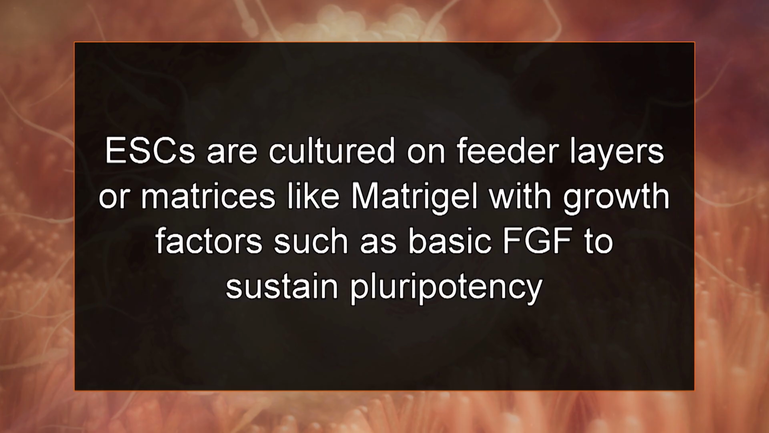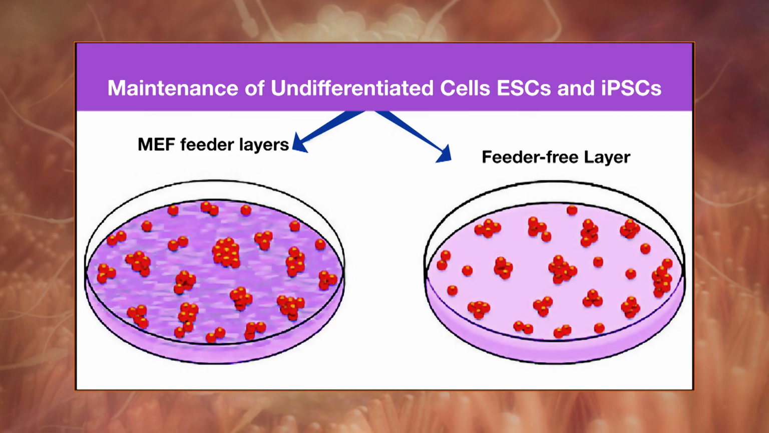Embryonic stem cells are cultured on feeder layers or matrices like Matrigel with growth factors such as basic FGF to sustain pluripotency. Differentiation is directed by specific cues such as retinoic acid for neural induction. Modern protocols employ feeder-free systems and ROCK inhibitors, improving survival and scalability for regenerative applications.